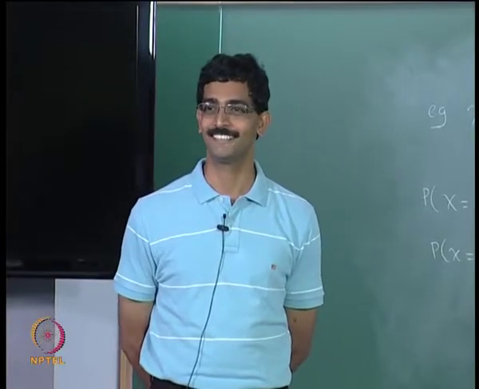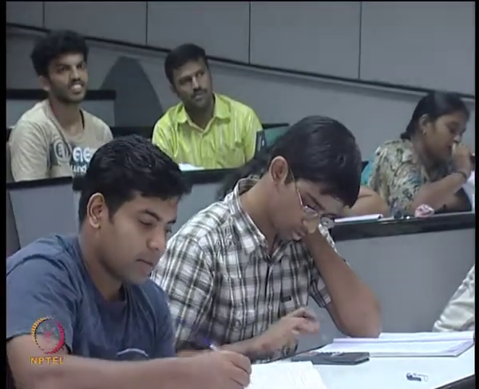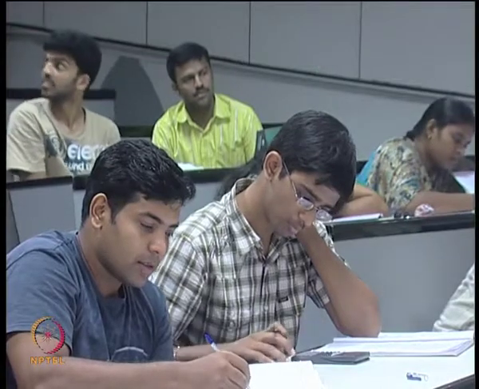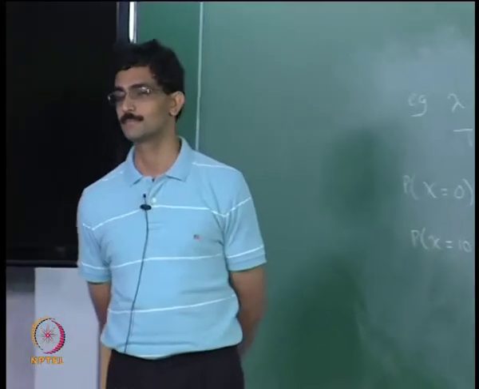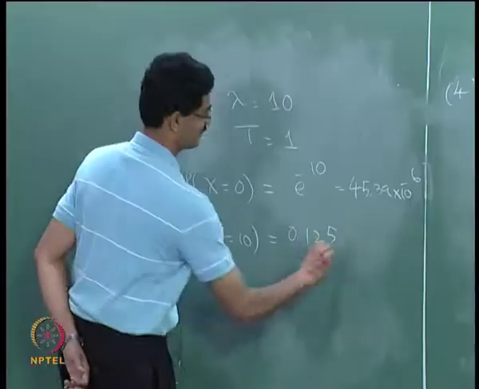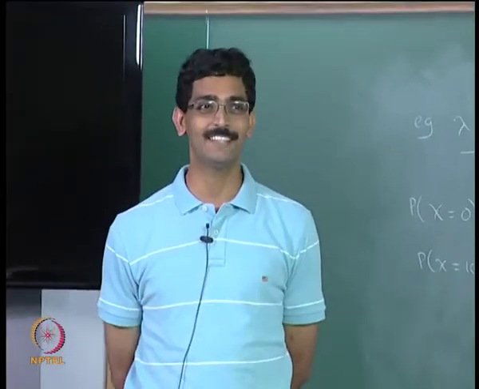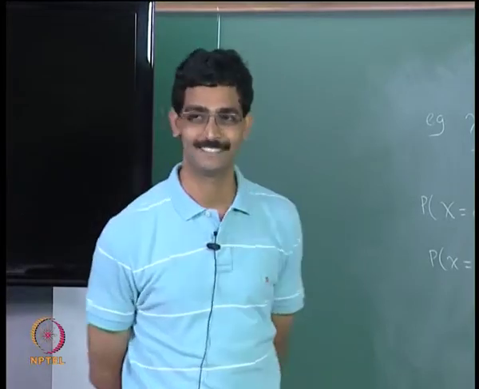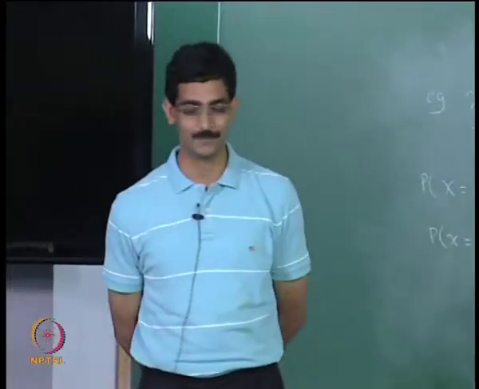Point 125. That's right. So even though there are 10 mean arrivals, the actual probability of getting 10 arrivals in unit time is 0.125. So you can actually plot this and see, with respect to k, how this system pans out. Okay.